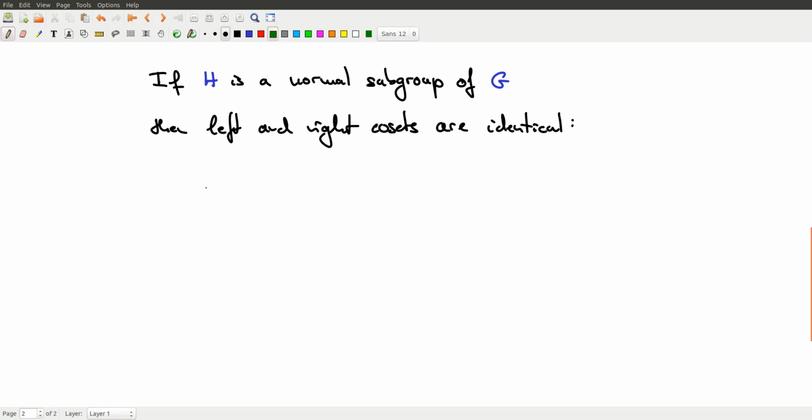And in order to see this, we have to only recall what it means for H to be a normal subgroup. It means that gHg inverse is H for all g in the group, and that's of course the same as saying that gH is Hg.